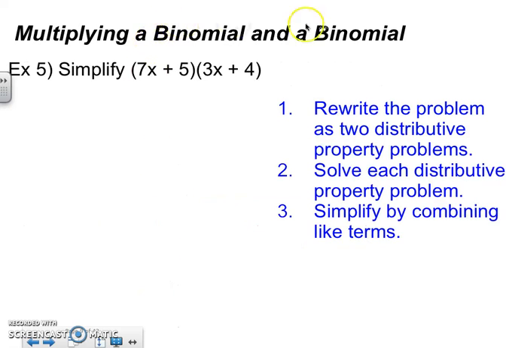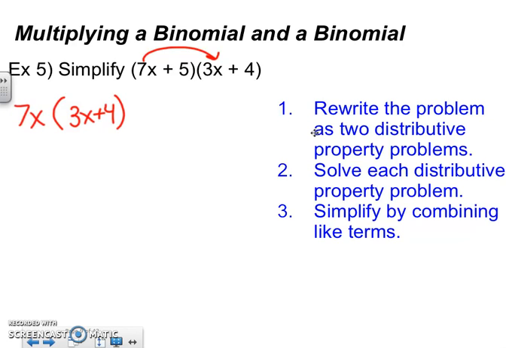So here is what a binomial and a binomial looks like. Got two terms here and two terms here. They will typically have a number and an x with a number, and then again a number and an x and a number. So the first thing you have to do is rewrite it as two distributive property problems. So how you do that is this first term times everything on the right. So how you would write that, your first term is 7x times everything on the right.